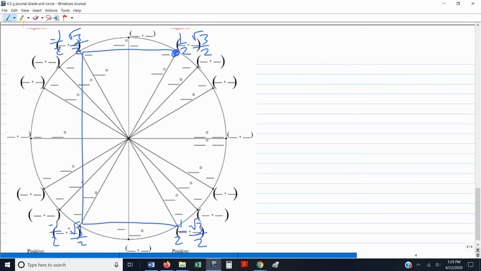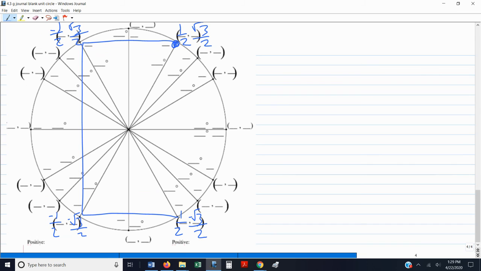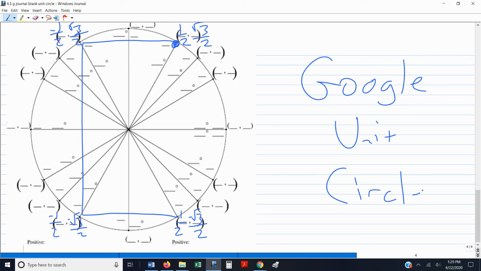The last thing I want to just say is it's difficult to fit all this on one page and be able to read it really clearly. So one thing you might want to do is just Google the unit circle, and you would be able to just look at one that's filled in already and very clear.